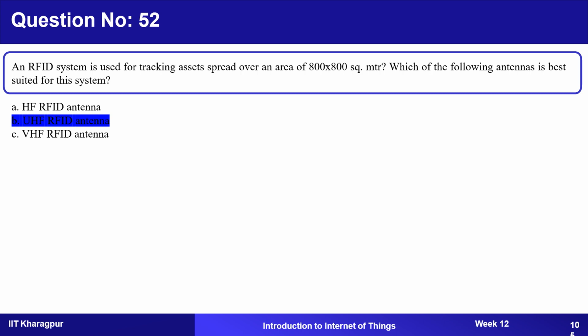Correct option for this is B, that is UHF RFID antenna.